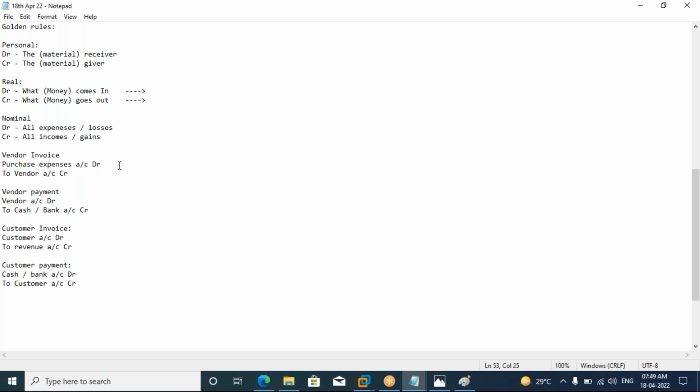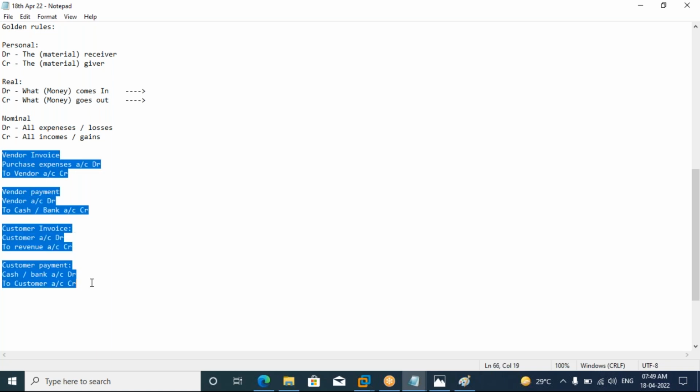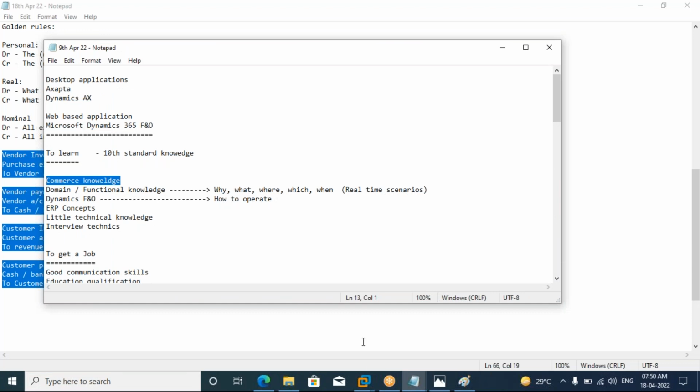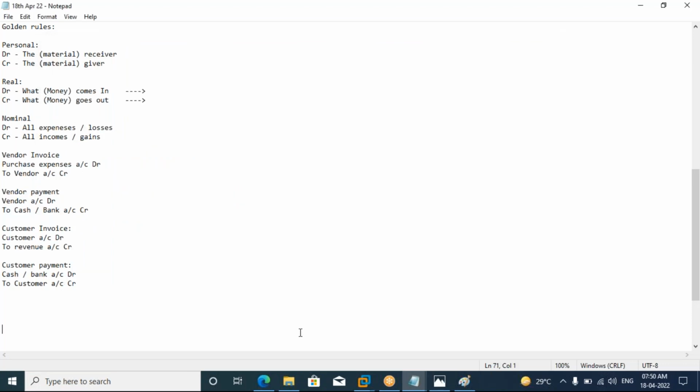Understood? Any questions here? At least one week I will discuss with you these four transactions: vendor invoice, vendor payment, customer invoice, customer payment. If you are already from a commerce background, you can understand easily, I know. But if you are non-commerce people, you cannot understand in one shot. I will repeat the session for at least one week, 10 days, so that you can understand. That's why I told you that in finance you are going to learn commerce knowledge. If you are clear about debits and credits, that is enough. You can easily understand all these transactions.